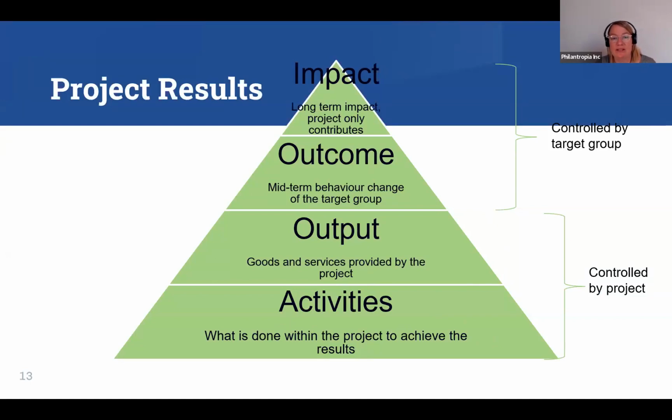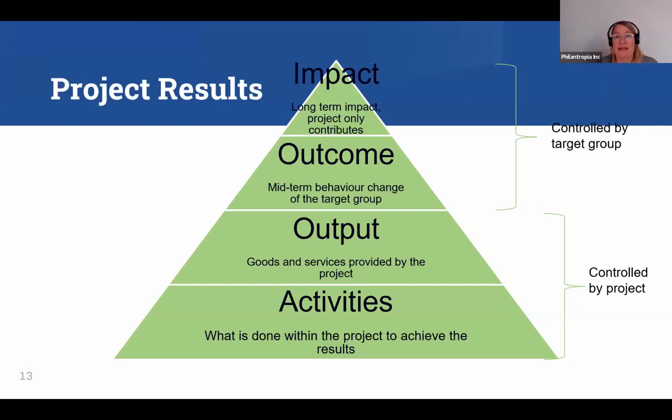Then at the next level, you get to the output. Those are the goods and services provided by the project, but they have already been taken up by the target group. Those two are still under your control. You control if you do the activities, you still control the direct output of your activities, because you are interacting directly with people, etc.